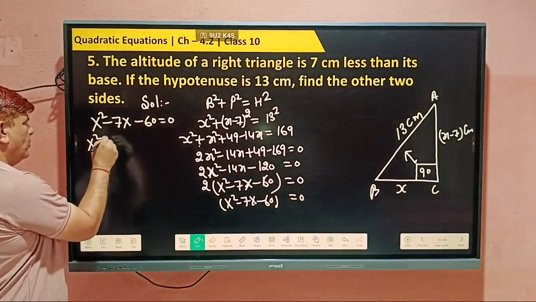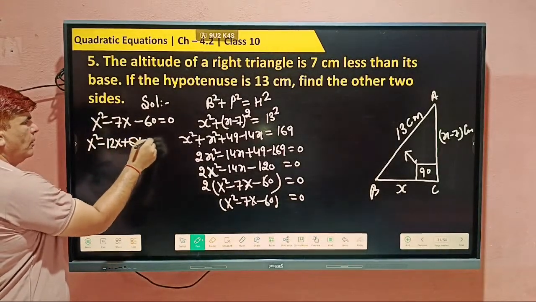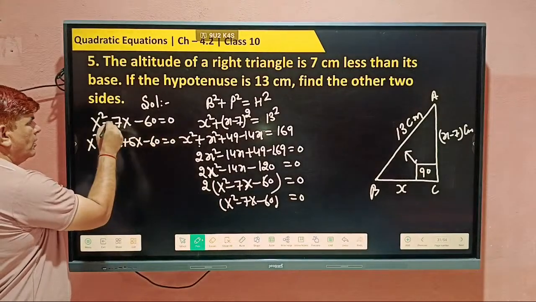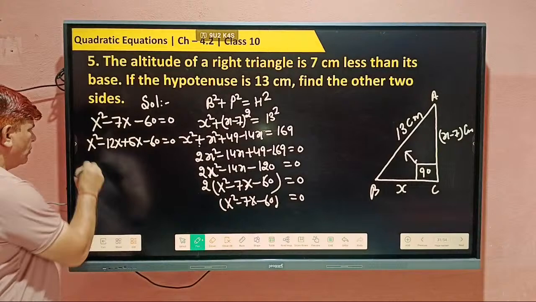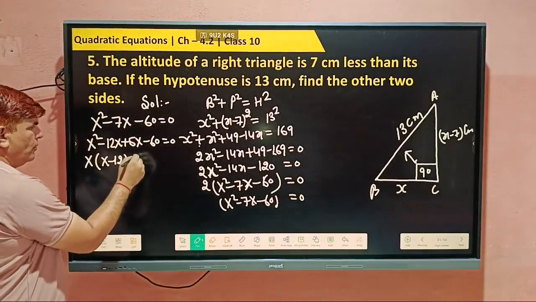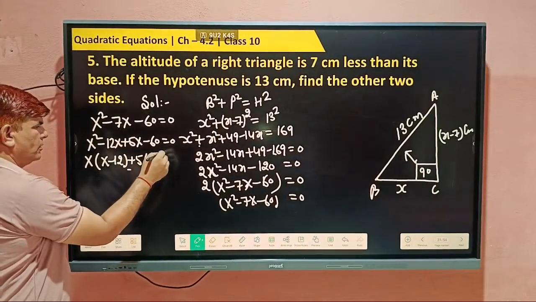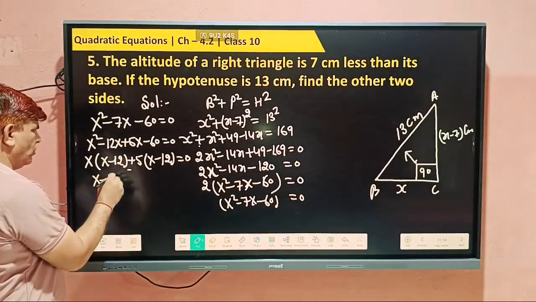x square minus 12x plus 5x minus 60. Here both are negative, so negative and positive are coming. What's common? x is common: x minus 12 plus 5 is common. x minus 12 equal to 0. So x minus 12 is common.